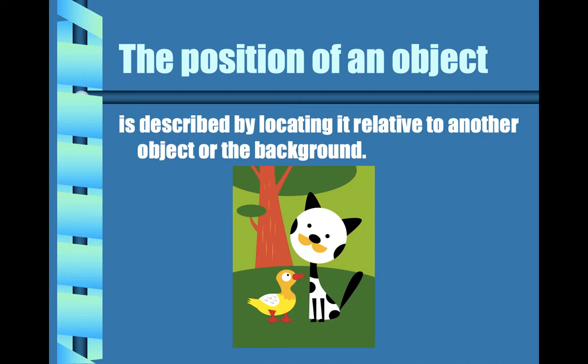I could say the duck is beside the cat. Notice the word beside of is a relative location word. I could say the duck is to the left of the cat. To the left of is also relative location. Notice how I had to use the tree and the cat to describe to you where the duck was located. If I'm looking at the cat, I could say that the cat is beside the duck. Or I could get a little more specific and say the cat is to the right of the duck.